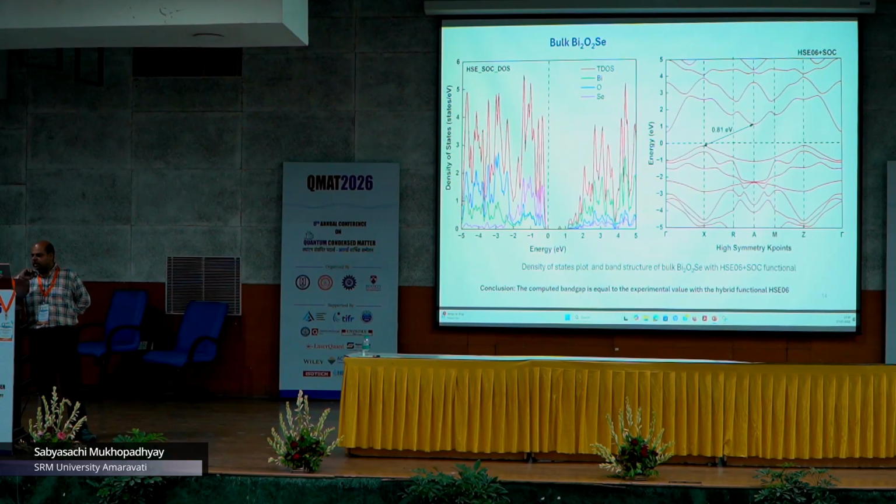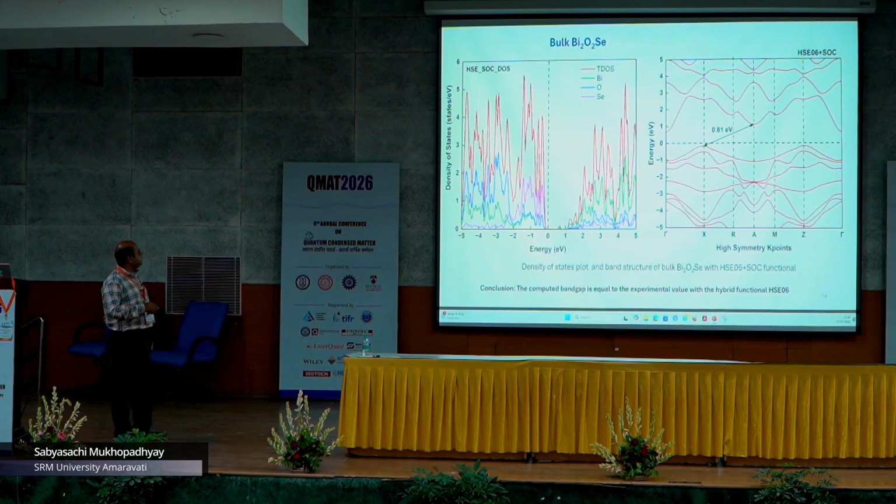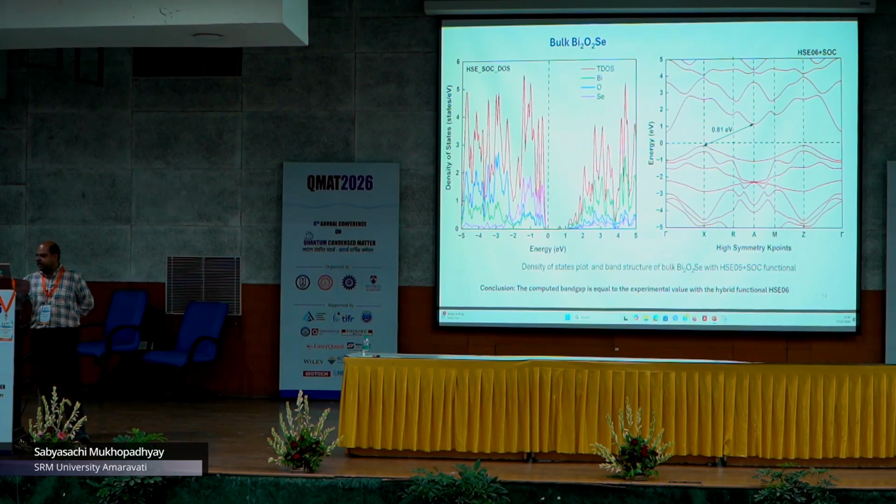Then we go for the hybrid functional, and for the hybrid functional, when we calculated the density of states and the band structure, we find out it's coming good, around 0.81 instead of 1.5. So we optimize this structure. That is the best we can do now in this topic.